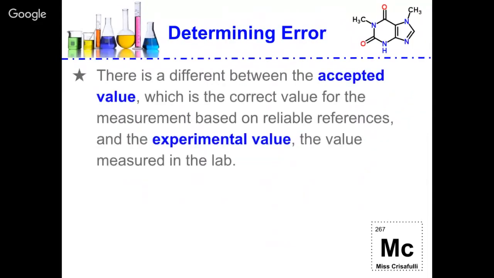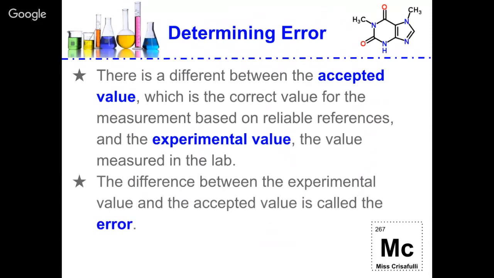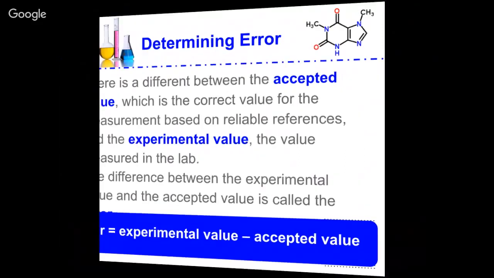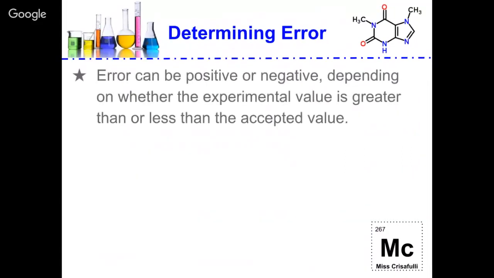So there's a difference between the accepted value, which is the correct value for the measurement based on reliable references, and the experimental value, which is the value measured in a lab. And that's how we determine error. The difference between the experimental value and the accepted value is called error. And there's an equation for it. Error is equal to the experimental value minus the accepted value. Now, error can be either a positive or negative number depending on whether the experimental value is greater than or less than the accepted value.